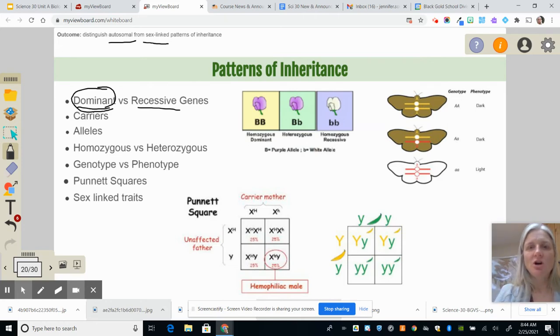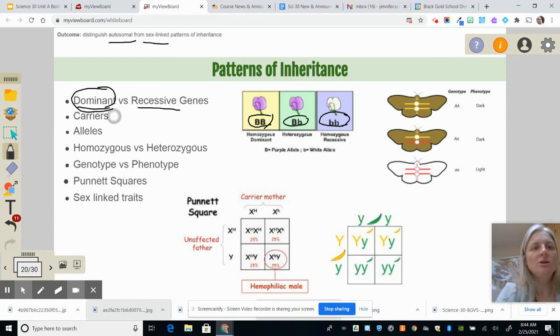So dominant is also represented by capital letters. Here we have 2 dominant alleles, which provide a purple flower. Here we have 1 dominant and 1 recessive allele. We still get the purple flower because the dominant is overpowering that recessive allele. The only way we're going to get to see what the recessive trait looks like is if we have two recessive alleles, and then we get the white flower.